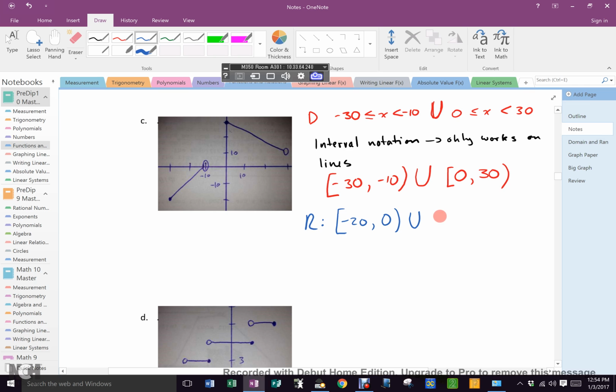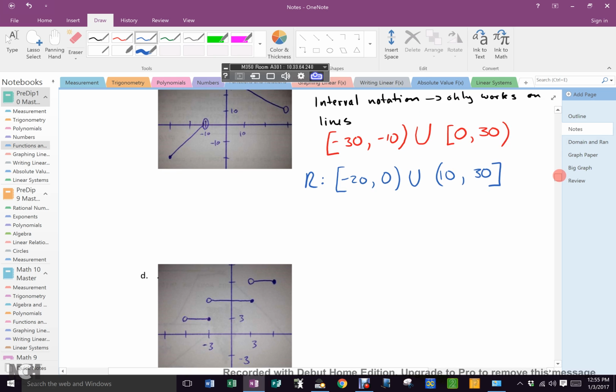10. Is 10 included? No. Up to what? 30. Is 30 included? Yes. Can everybody do that? Everyone cool? Now, notice when I use interval notation, I didn't have to say if it was real numbers or not, did I? Because interval notation is always all the real numbers. Cool? All right, you guys try to do D.